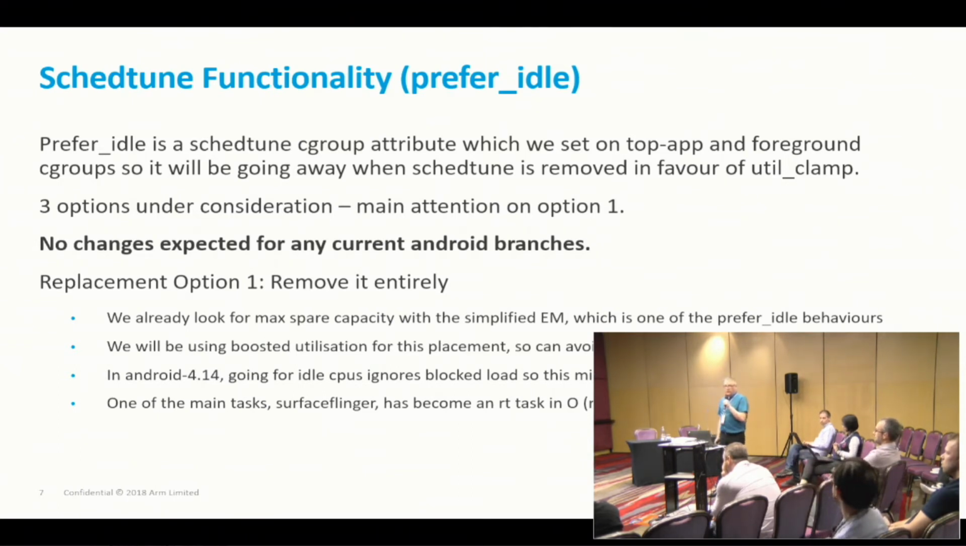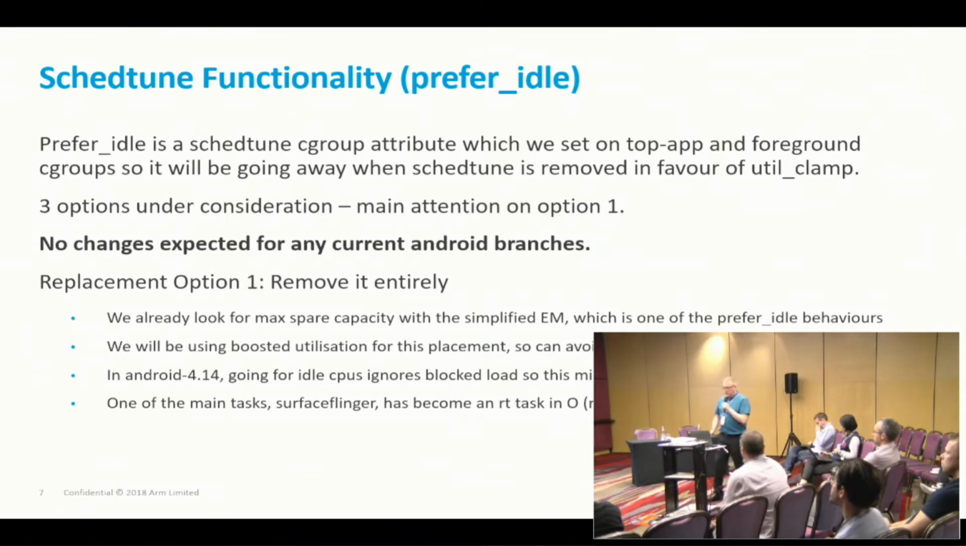So why we have prefer idle is largely to try, and it works in conjunction with the CPU sets that we use in Android, to try and ensure that the heaviest application threads, like the UI thread and the render thread, get to run on a CPU which is idle, which is more or less reserved for them by the CPU sets. That way we try and minimize the chance of them being preempted. So it's really all about wake-up latency and preemption resistance for those important threads.